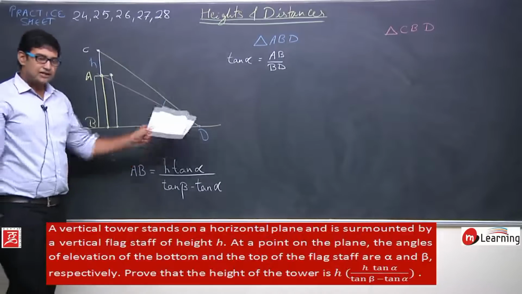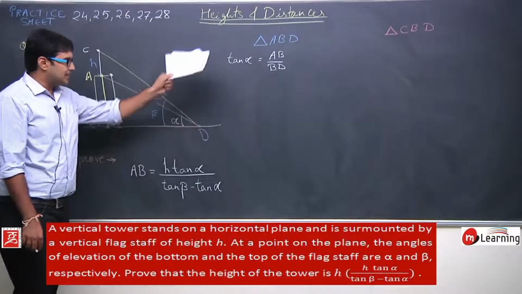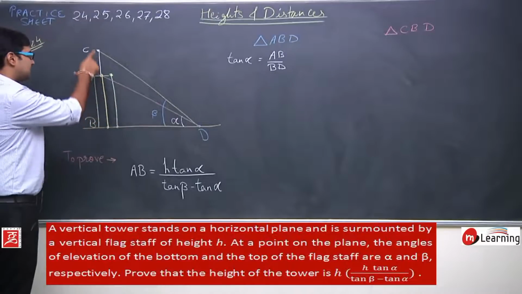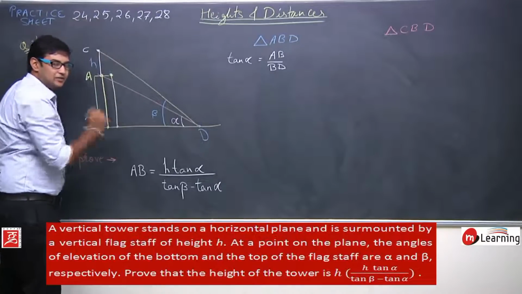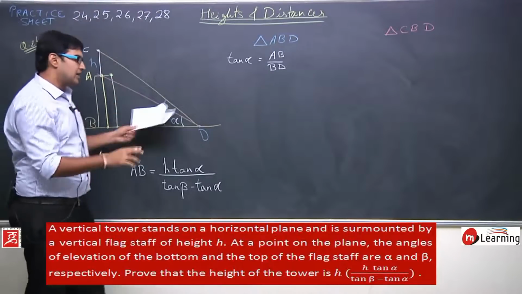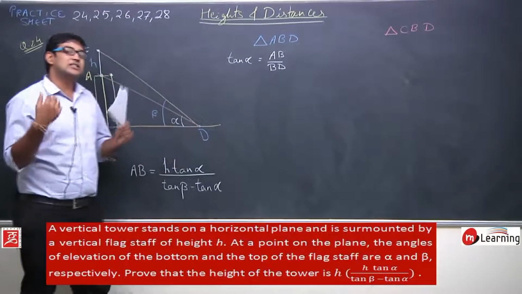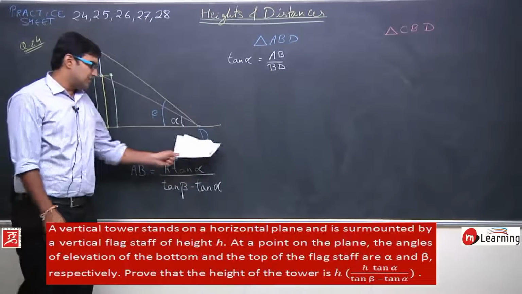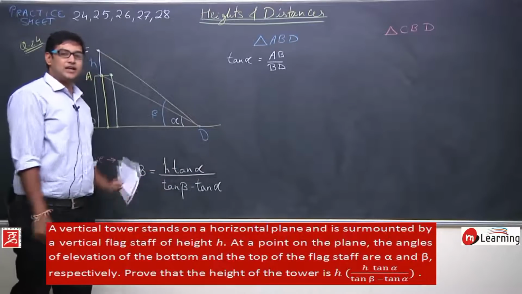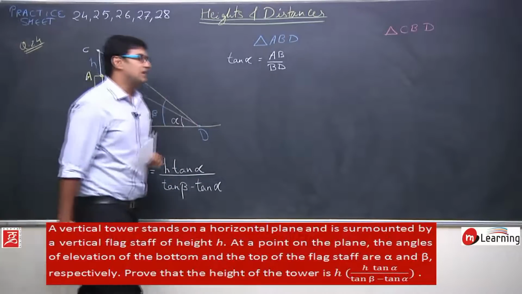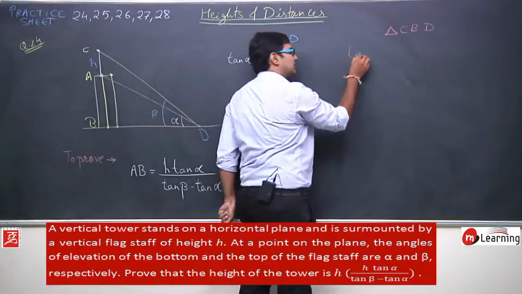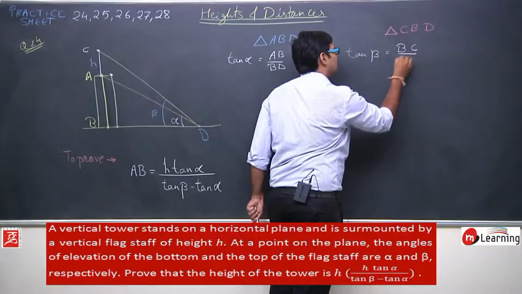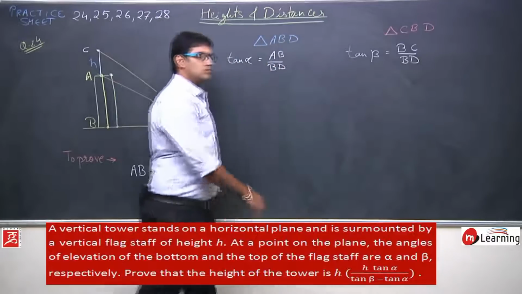Now further, let us observe the second triangle. In the second triangle CBD, with respect to this angle beta, I can see CB represents the height of the tower, the perpendicular or the side opposite to angle beta. And further, BD represents the base of the triangle. So here also I can write the tan ratio, that is tan beta is equal to BC upon BD.